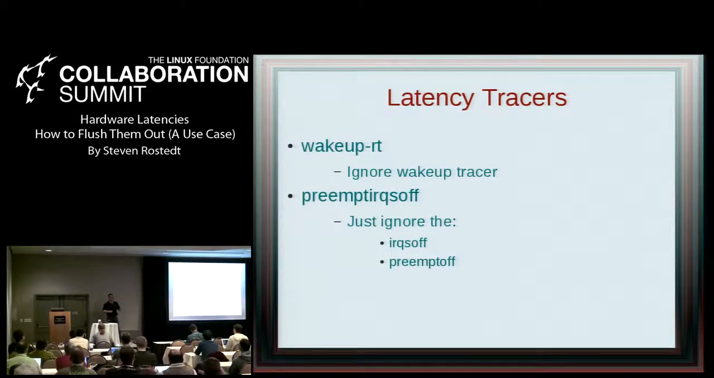So if you do disable IRQs, then do preempt disable, enable IRQs, and then do a preempt enable, it will actually record from the time it did the disable IRQs to the preempt enable, where the other two tracers will give you when IRQs were disabled and when preemption was disabled, but not the combined total. So preempt IRQs off is the one I always pretty much use.